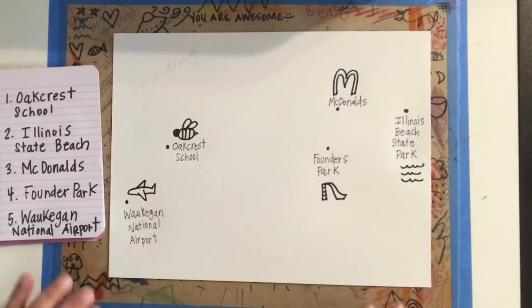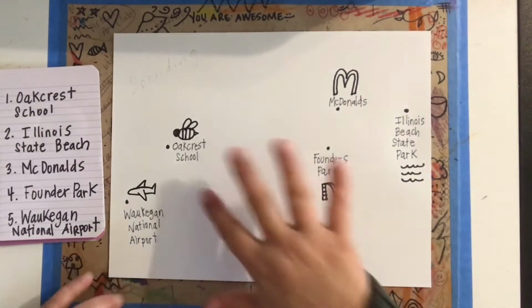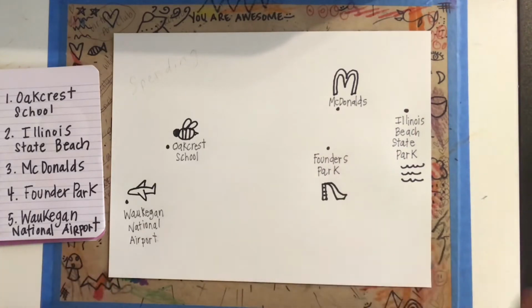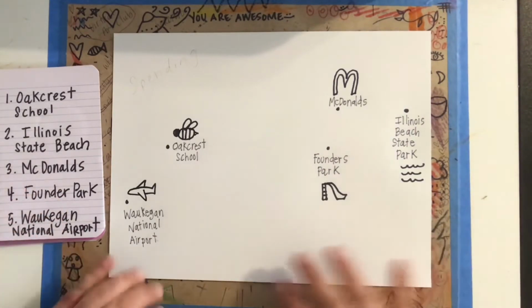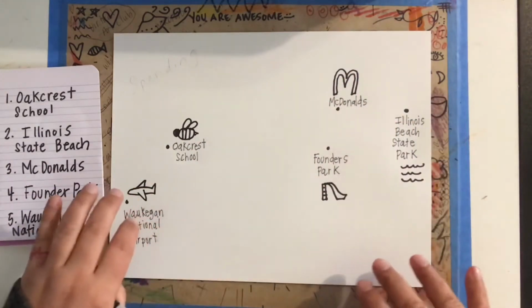The next thing you have to do when you have all of your icons drawn in is think of a fun little title for your map, and then pick a kind of an open space to write your title.